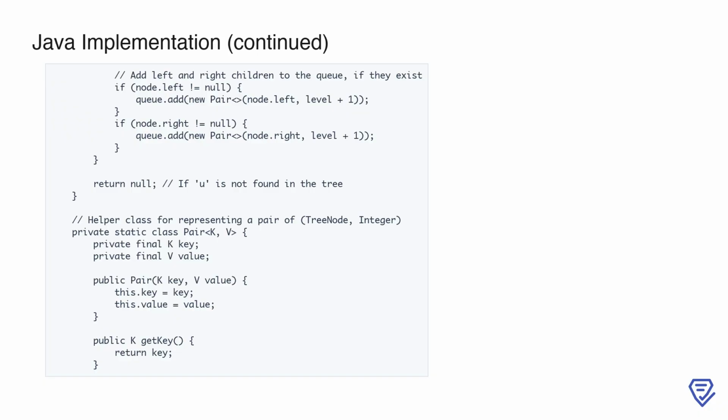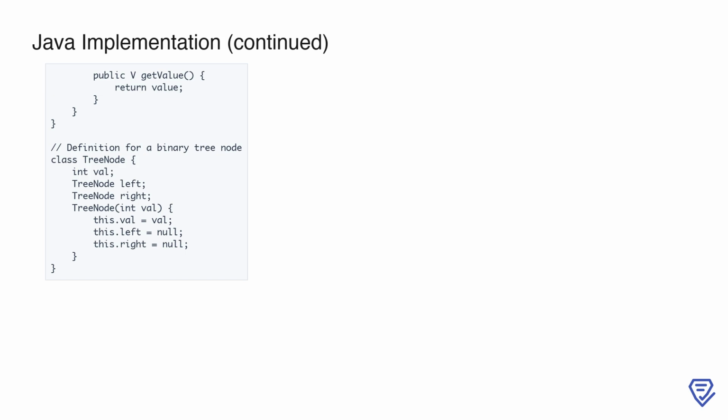Additionally, you'll notice that we've included a helper class, Pair, to represent the combination of a tree node and its corresponding level. This is necessary because the Java standard library doesn't include a built-in Pair class. The helper class is defined as a private static class within the solution, and its constructor accepts a key-value pair, which in our case is a tree node and an integer level. The Pair class includes two getter methods, getKey and getValue, which allow us to retrieve the node and its associated level from the pair. These methods are essential for accessing the elements stored in the queue during our BFS traversal.